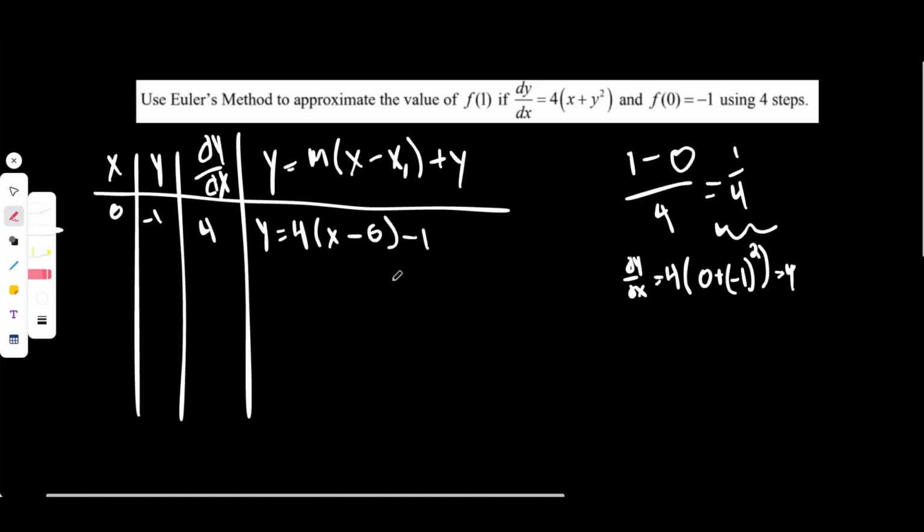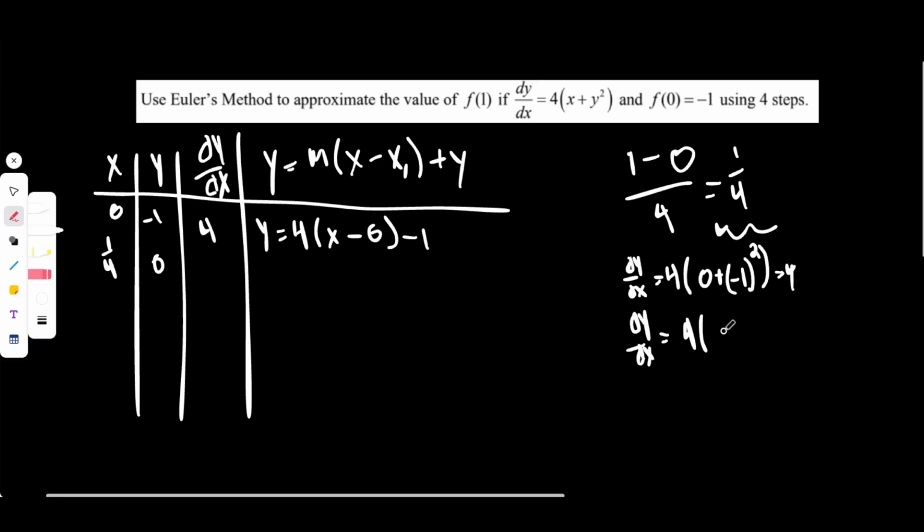Okay, now let's increment by 1/4. We plug this into here. 1/4 minus 0 is just 1/4. So 4 times 1/4 is 1. 1 minus 1 is 0. And we plug that into our dy over dx equation.